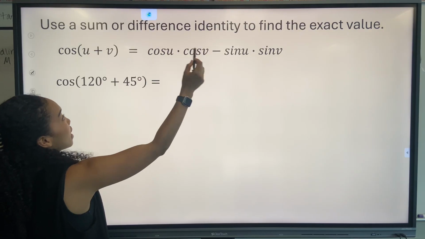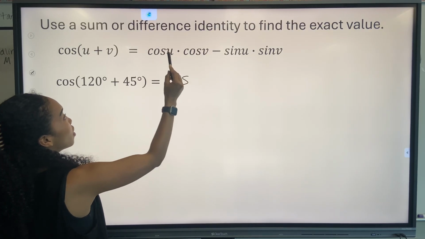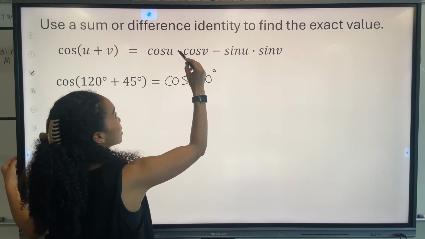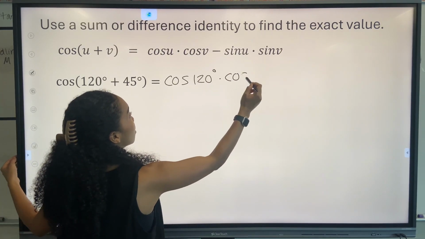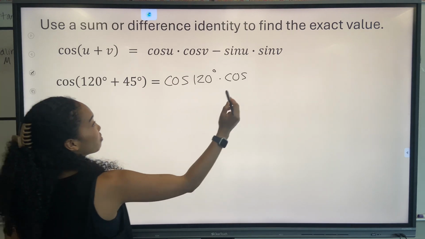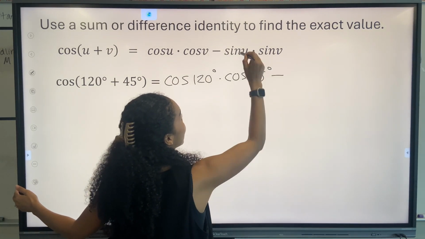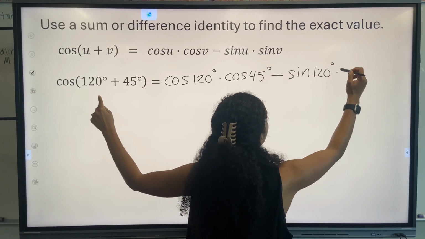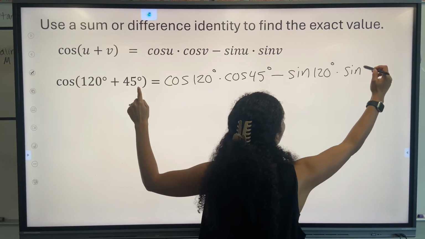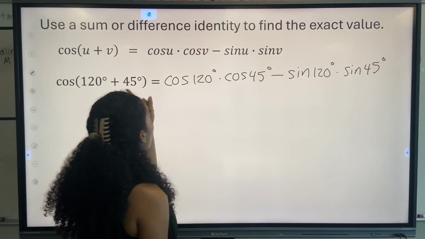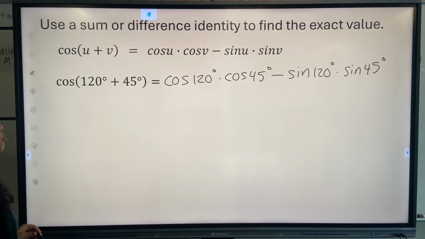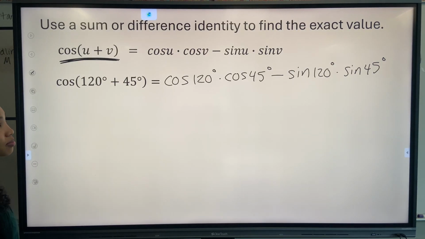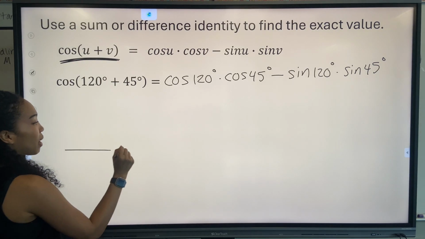The formula says I'm going to do cosine of u, which is the first value, 120 degrees, times cosine of the second value, which is 45 degrees, minus sine of the first value, 120 degrees, times sine of the second value, which is 45 degrees. That is what the identity says if you want to find the exact value of cosine using 2 different angles. So now you have to think about the unit circle.